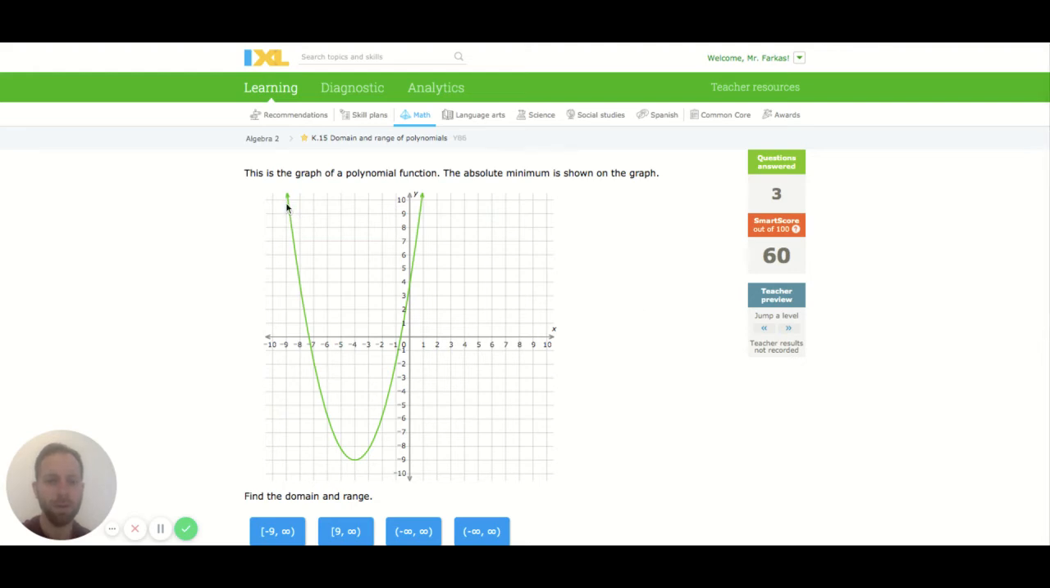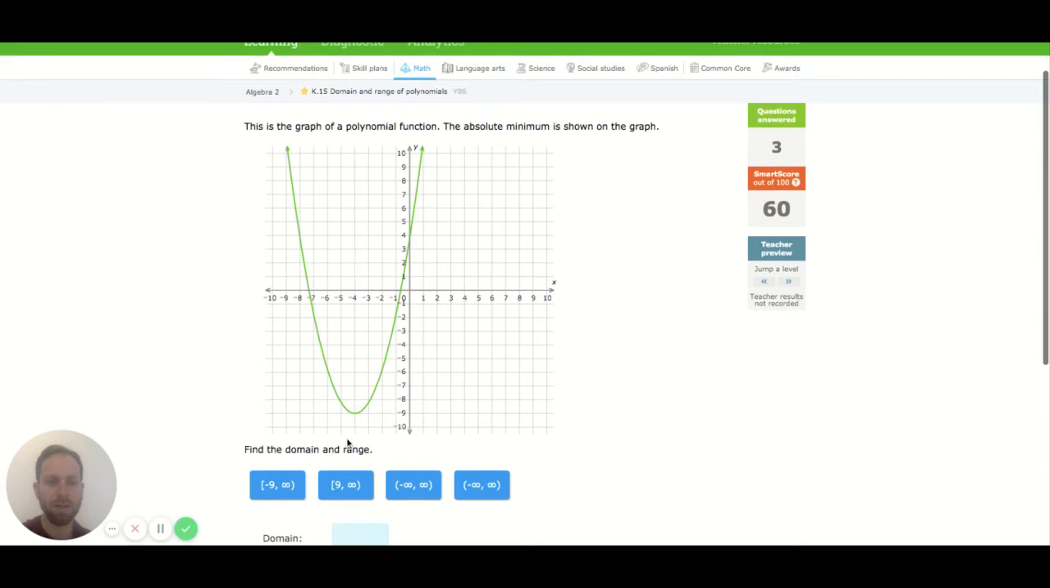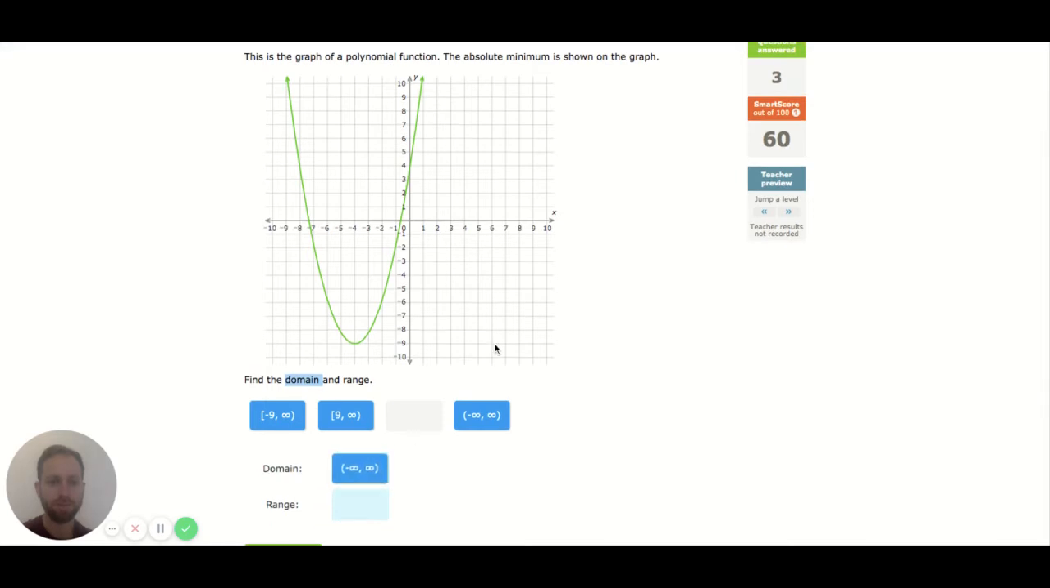All right, so this parabola looks like it does have a minimum, and that minimum is right here at negative 9. It's continuing to the left and to the right. So the domain, the x-axis, the inputs could be anything from negative infinity to positive infinity, because it's still going in both directions, left and right. So it could be all real numbers.